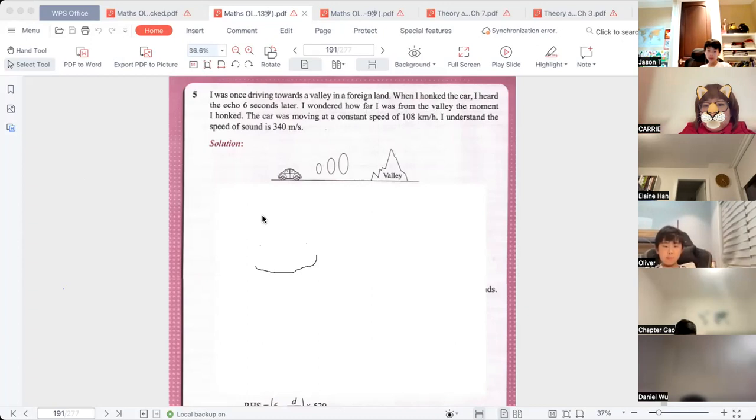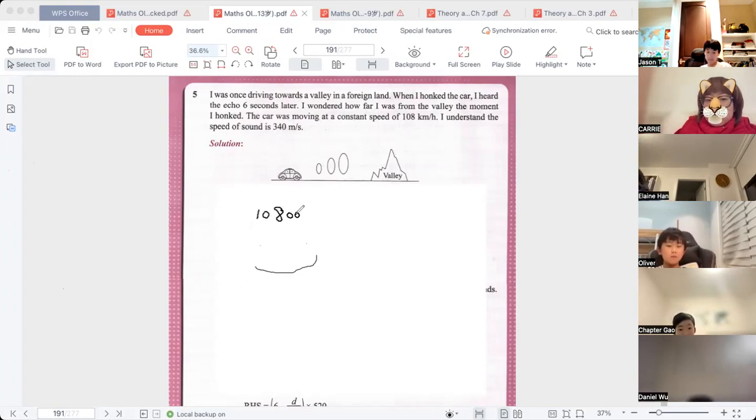Okay, so let's take a look at this one. I honked the car. I heard the echo 6 seconds later. I wonder how far I was from the valley the moment I honked. The car was moving at the constant speed of 108 kilometers per hour. So Daniel, can you tell me what is the speed of this car if I want to transfer it into meters per second? How do we do it?